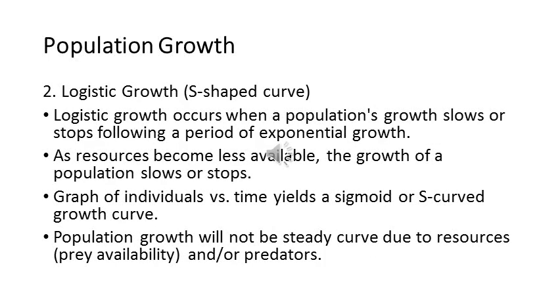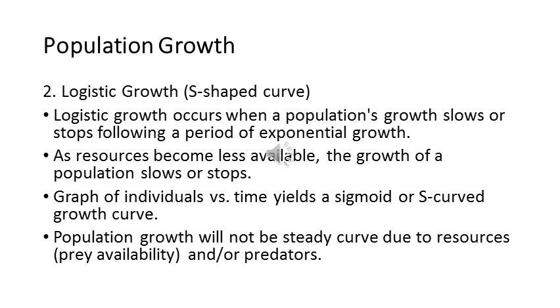The second type of population growth is logistic growth, which shows an S-shaped curve. Logistic growth occurs when population growth slows or stops following a period of exponential growth. At the start, there are unlimited resources, plenty of food and space, and the population grows exponentially. But this exponential growth cannot last forever. After a limited time, exponential growth changes into logistic growth, where the population growth slows down and ultimately stops at a specific point.